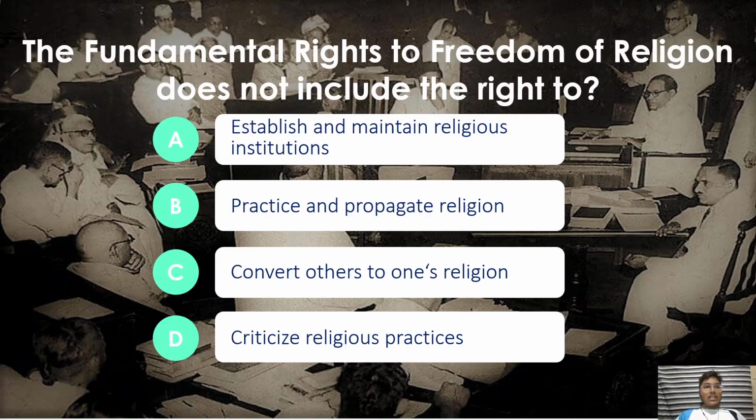The next question is, the fundamental right to freedom of religion does not include the right to option A, establish and maintain religious institutions, option B, practice and propagate religion, option C, convert others to one's religion, and option D, criticize religious practices. The answer is option C, convert others to one's religion.